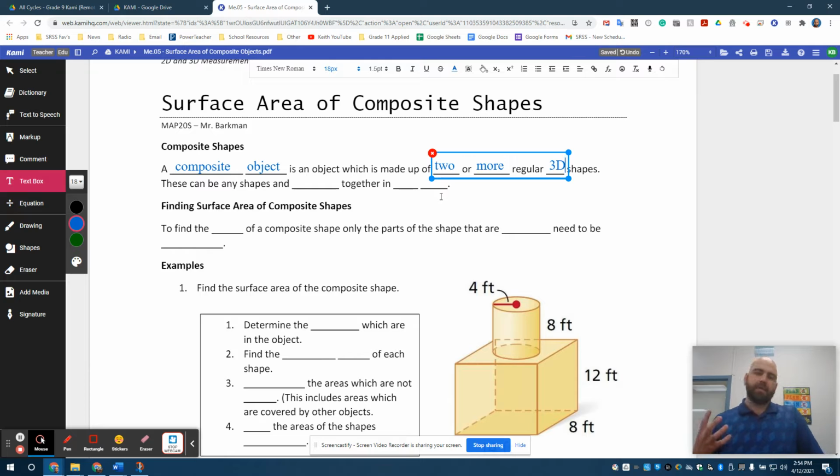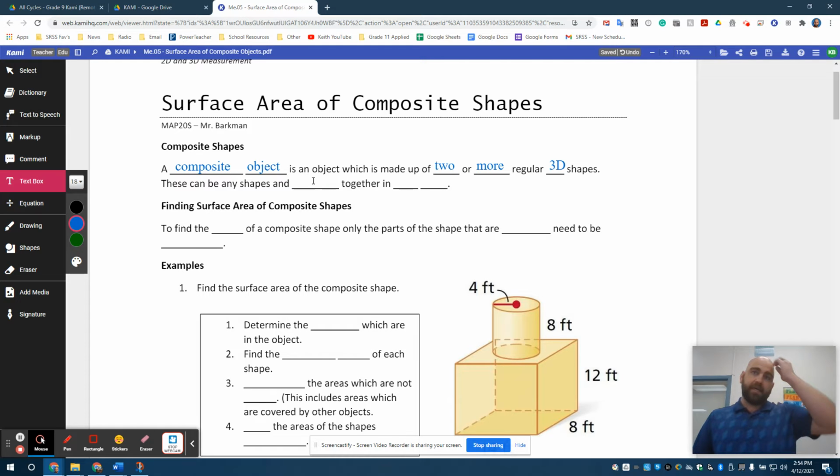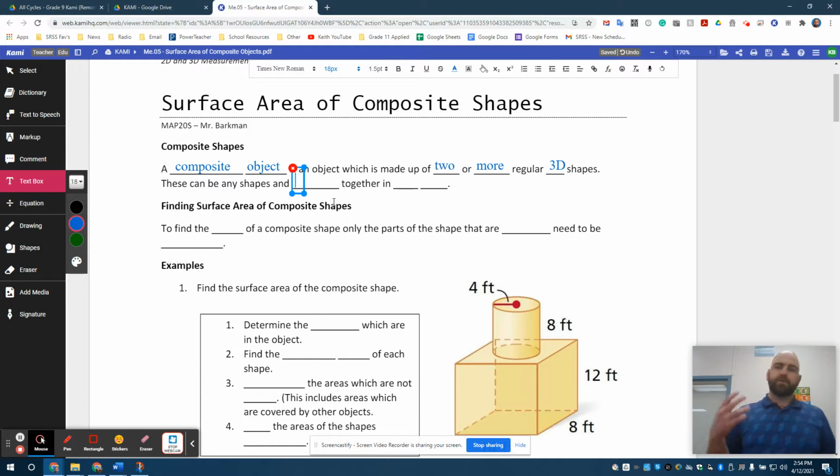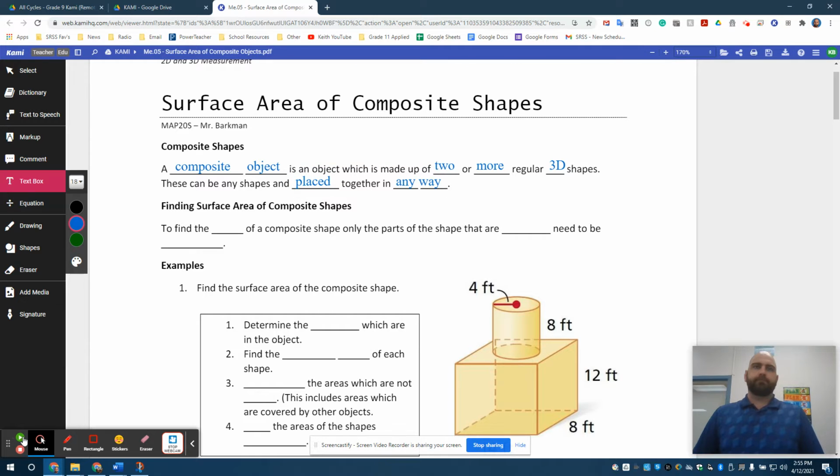Now that could be in a couple different ways, and we're going to look at a couple different ways that we make it up. But it's going to be two or more different regular 3D shapes that we looked at, whether they're prisms, cones, pyramids, or spheres or hemispheres. Again, these can be any shapes, and they can be placed together in really any way.